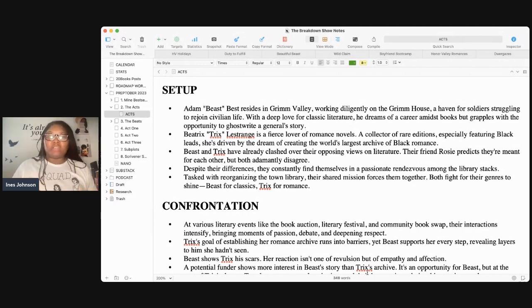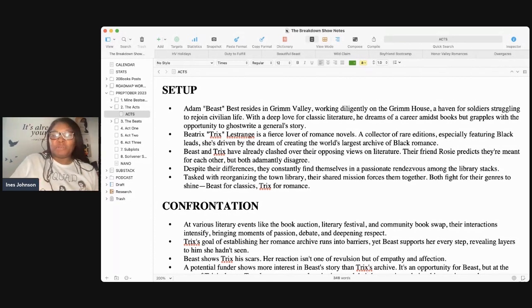Beast and Trix have already clashed over their opposing views on literature, but their friend Rosie from previous books, who is also a tarot card reader, predicts that Beast and Trix are meant for each other, and both Beast and Trix are like, hell no.